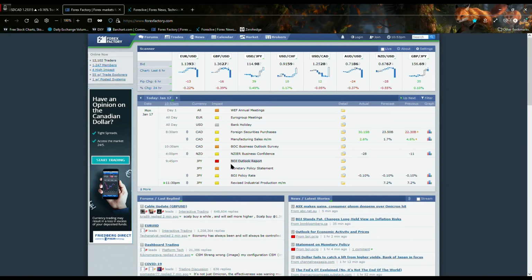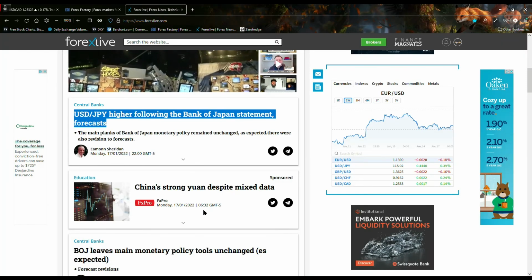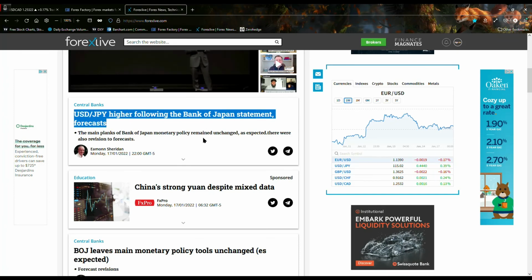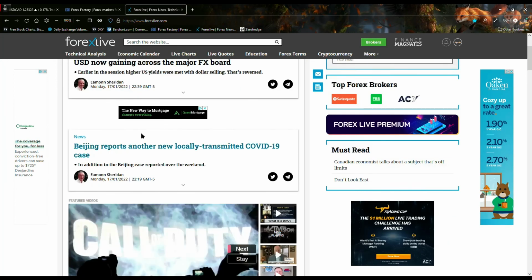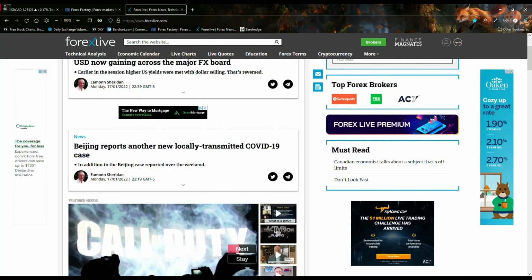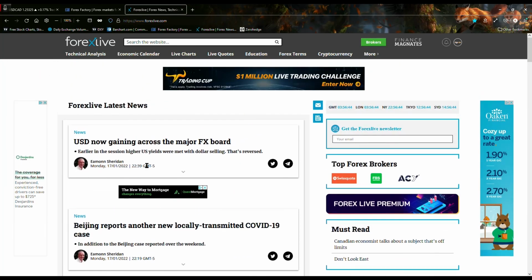Yeah. Outlook report. Policy rate. So again, the timing is a little bit weird. I don't know what's going on with that. But again, I don't trade the yen, but it looks like that provided a reason for prices to rally, or sorry, US dollar to rally. And that's why. So just going to leave this right now.